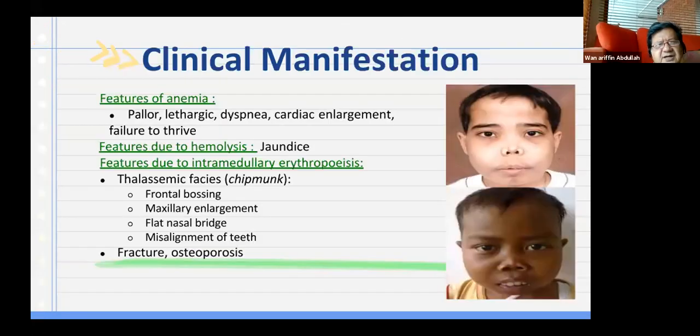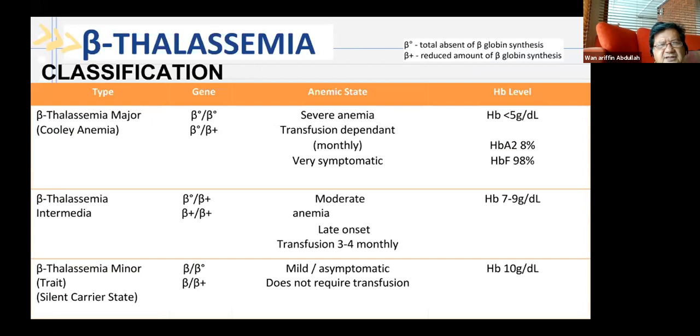Okay, this is another chart for you to understand. So like I said just now, this is homozygous beta naught. This one will have no HbE at all. But double heterozygous beta naught and beta plus, there may be some HbE. So what you show for hemoglobin level there, HbA2, HbF and all that, this is more for homozygous beta naught. In beta plus, there is some.